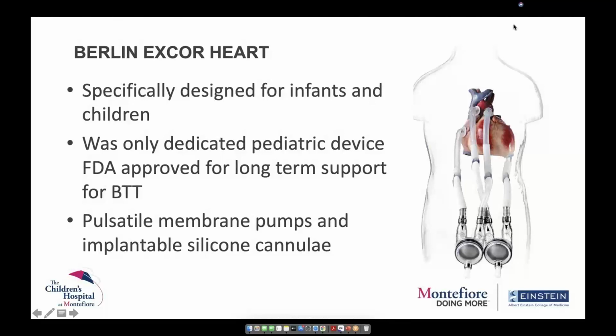This is a pulsatile device. It has a pulsatile membrane that pumps, and it has implantable silicone cannulae that go inside the heart. On the right here, you can see this picture where you see two ventricular assist devices. So this is a BiVAD support. Both the ventricles are being supported. You see one cannula going into one ventricle, and you see these arrows, so blood comes out into this device and then gets pushed back in, and this is connected to the aorta on the left side of the heart, and that sends the blood to the rest of the body.